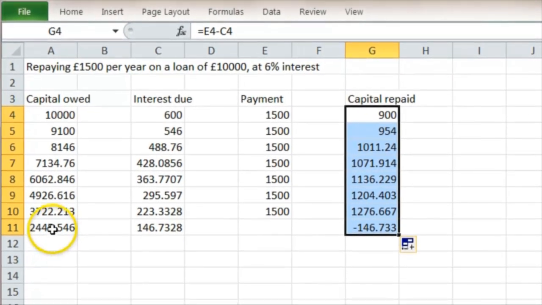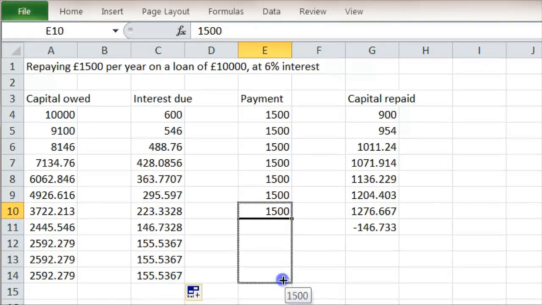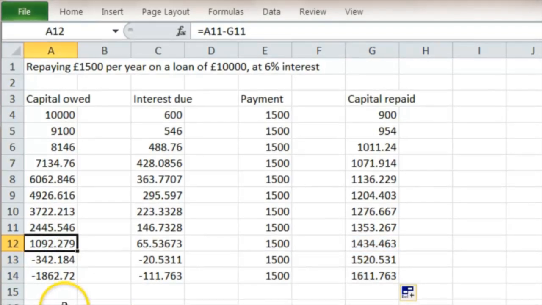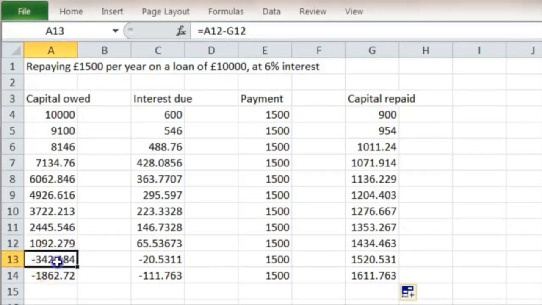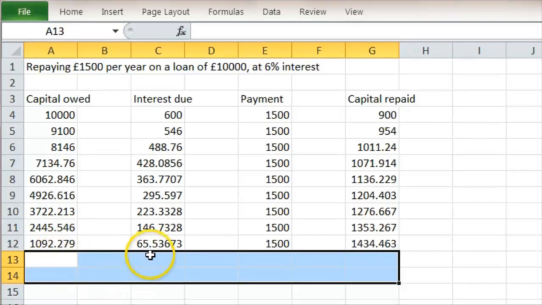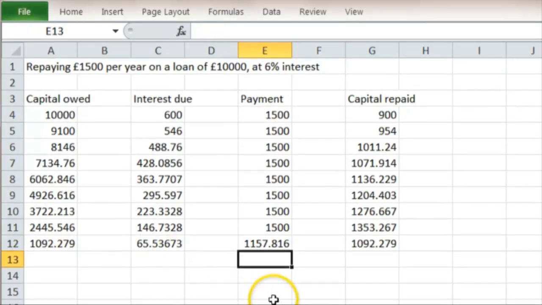I haven't dragged enough. I need to get the amount owed down to zero. So let's do a few more years. Click and drag. Perhaps this will do it. Yep, we're there now. So at the beginning of year 9, I still owed 1,092. So I wouldn't need to pay back for the whole year. In fact, let's just get rid of these two. These are overpayments. So in this year, I still owe 1,092. I need to pay £65 interest on that. So the total amount I'll pay that year is equal to this amount plus this amount because it's the final year. And I've repaid the capital that I needed.